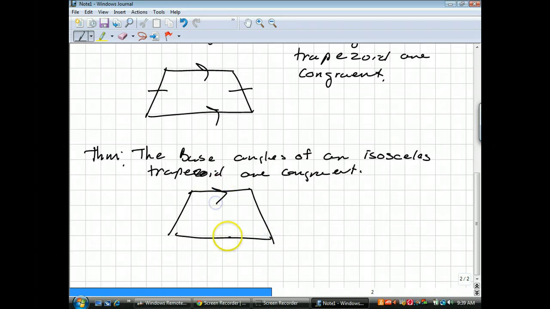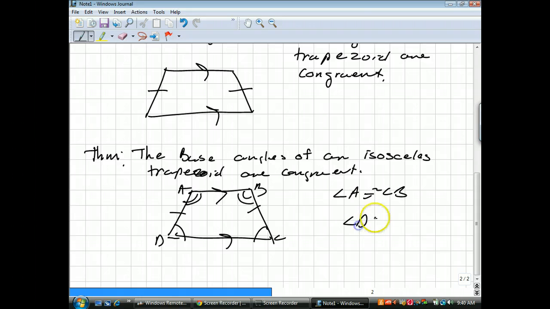If this is my isosceles trapezoid, then this is A, B, C, D. Well, BC is a base, so this angle would have to be congruent to this angle. And AB is also a base, so this angle would have to be congruent to that angle. Okay? So angle A would be congruent to angle B, and angle D would be congruent to angle C. Okay?